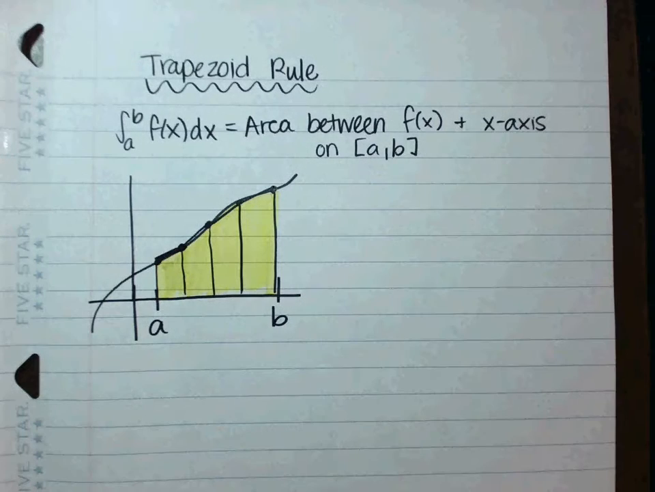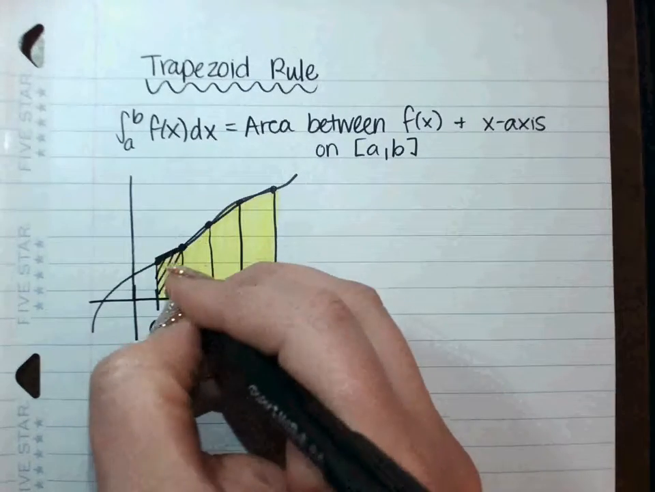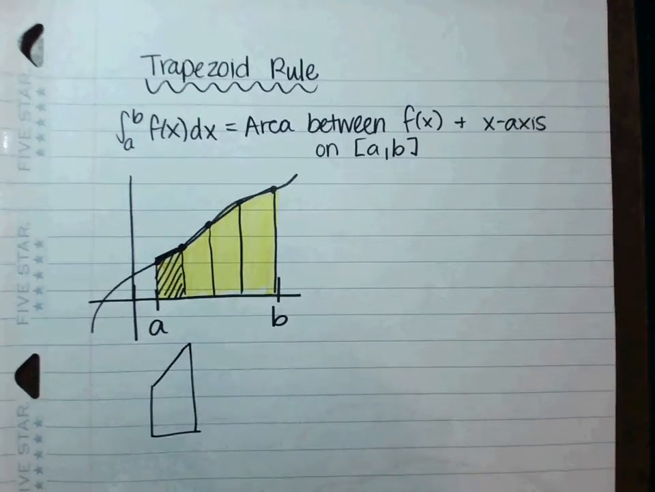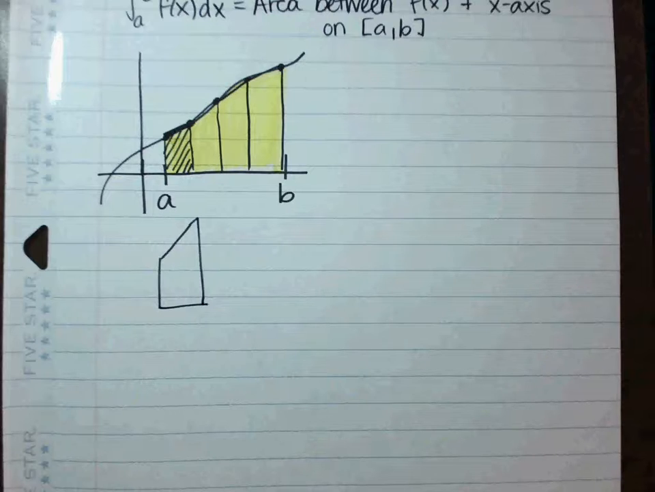Now, what do you notice about the area that you're missing? How does it compare to yesterday? Yeah, we have much less error, right? It's a lot closer. So if you turn your head sideways, what shape is this? Okay, let me draw it out here, more exaggerated. What shape is that? A trapezoid. Therefore, trapezoid rule.